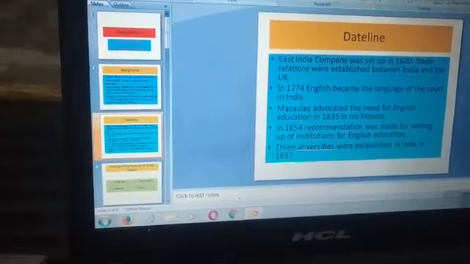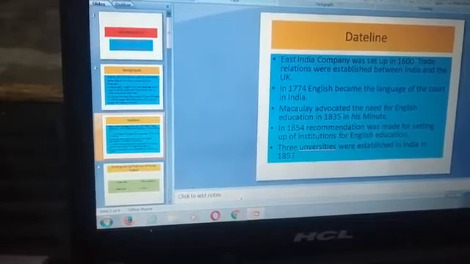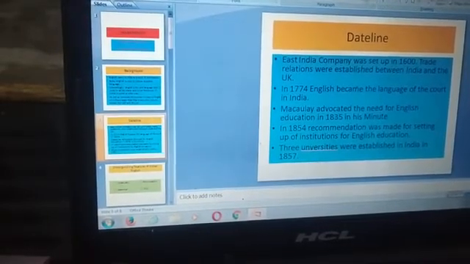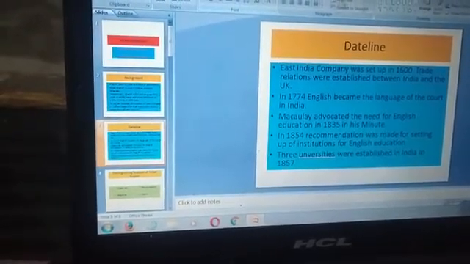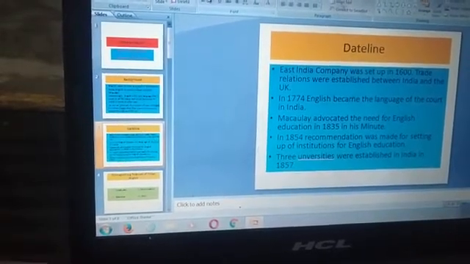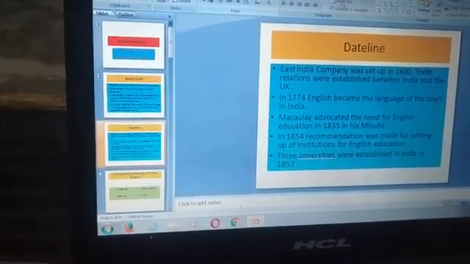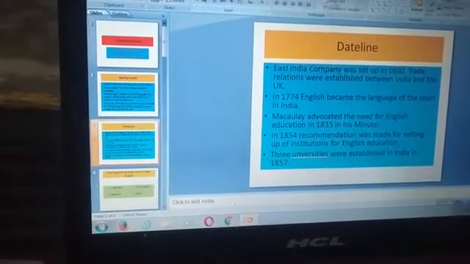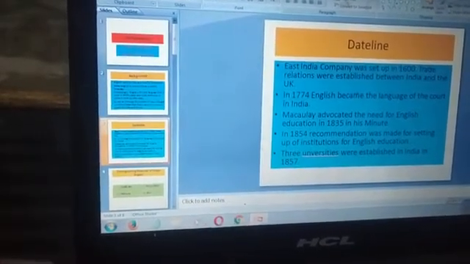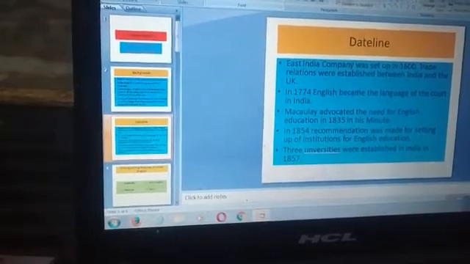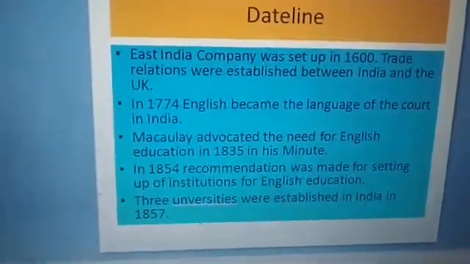And we know that in 1835, Macaulay, in his famous minute, advocated the need of English education in India. After this, in 1854, Wood's dispatch made a recommendation for setting up of institutions for English education in India. And thereafter we know that in 1857, 3 universities were set up in India.